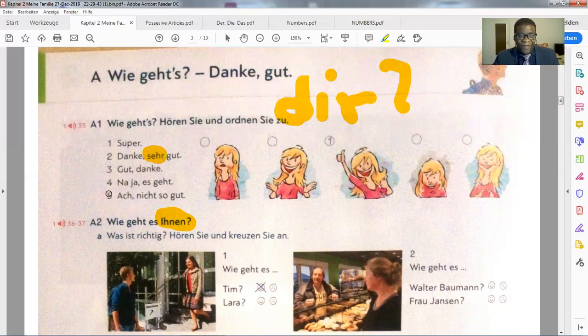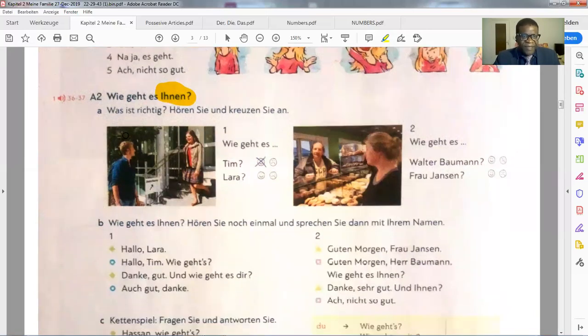Or fünf. Ach, nicht so gut, not so good. So is English. In German, S, remember, sounds like Z. Nicht so gut. So that's not important. Important is what I've explained to you. Let's go to the next.